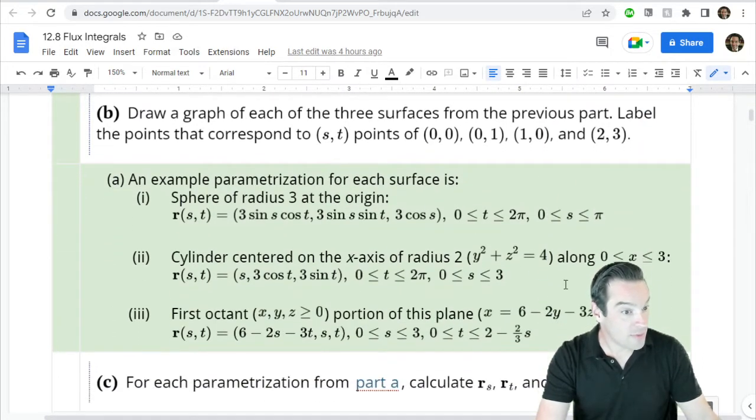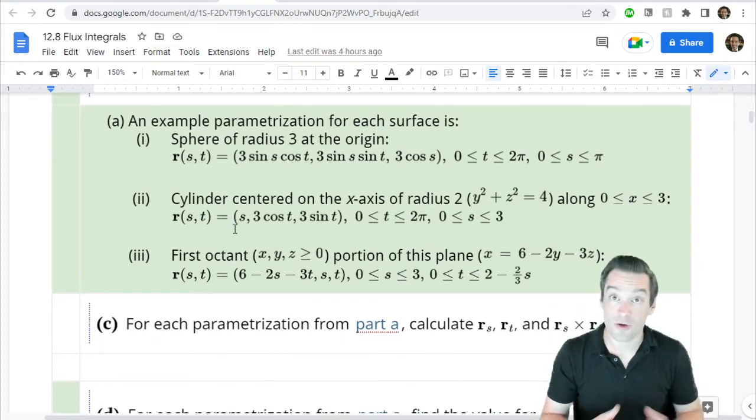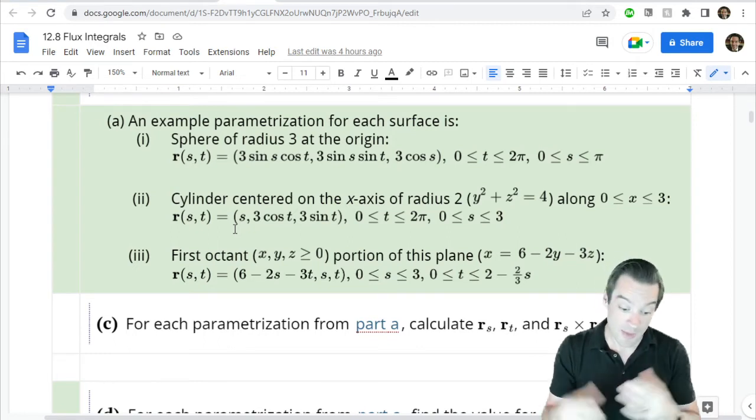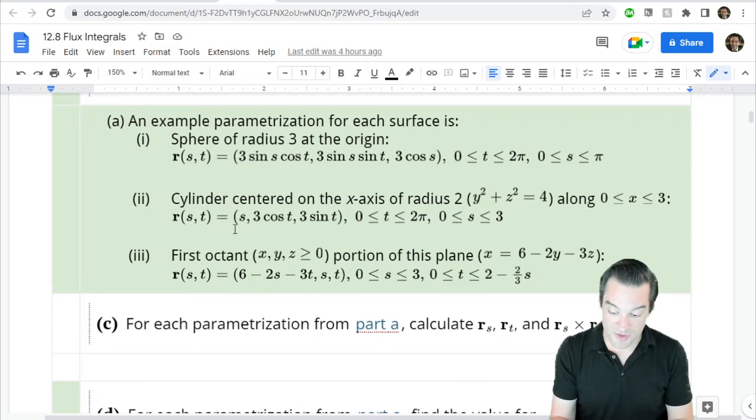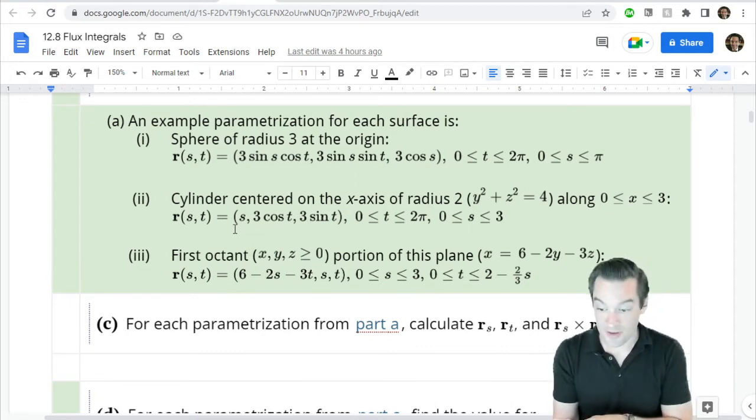So I took the liberty of coming up with these parameterizations. And you might recognize that the way that I did it is I made use of our curvilinear coordinate systems. So for my sphere of radius 3 centered at the origin, I wrote out the spherical coordinate system in terms of rho and theta and phi, right? X is rho sine phi cosine theta, y is rho sine phi sine theta, and z is rho cosine phi.